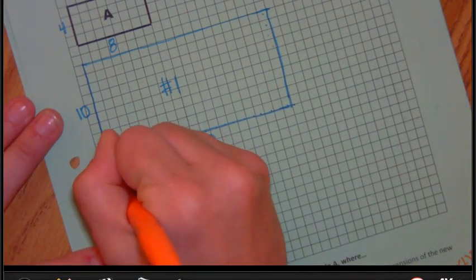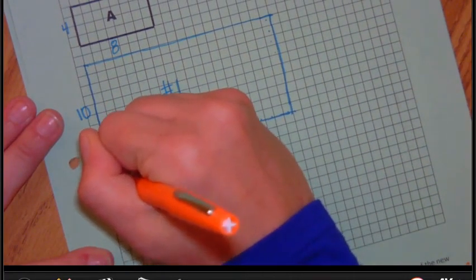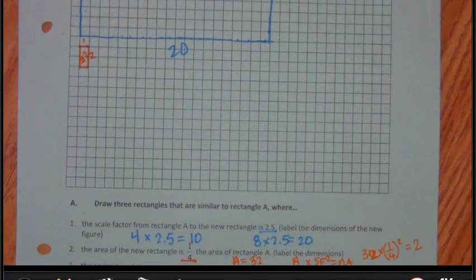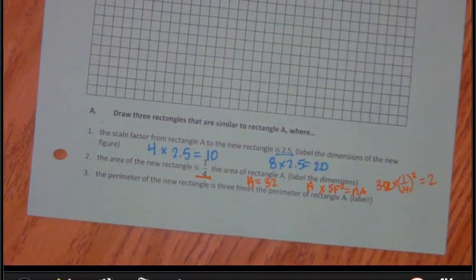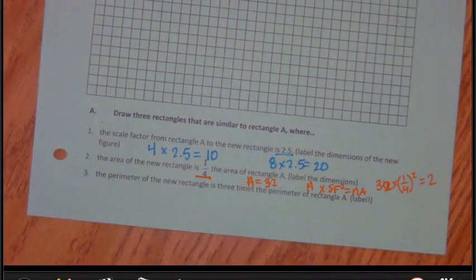So let's go right here. I got 1 and 2, and that's number 2. Then number 3 says the perimeter of the new rectangle is 3 times the perimeter of the old rectangle. All right, so let me grab another color here. Let's do purple. I think that'll show up.